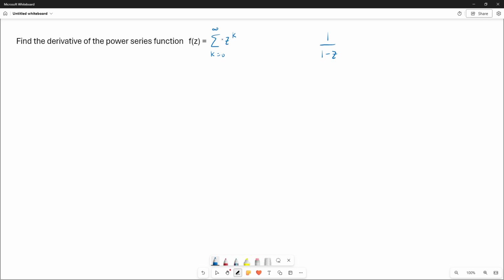common ratio z. And the disk of convergence is centered at 0 and radius 1, because the coefficients are just 1, and the limit of the ratio, or the kth root of the coefficients, is 1. And the reciprocal of 1 is 1. So you could verify that the disk of convergence is this disk here. And we want the derivative.